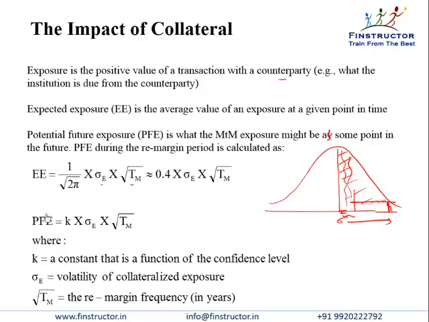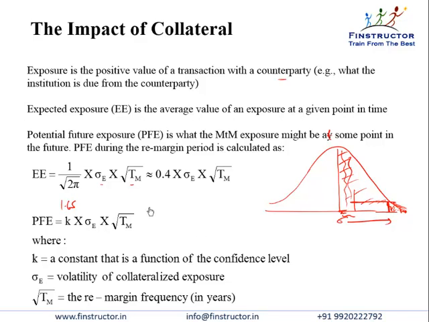Potential future exposure is calculated with the help of a confidence interval. So with a 95% confidence interval, the potential future exposure would be 1.645 into the standard deviation into square root of Tm. With a 99% level, it's possible that it may be 2.33 times the standard deviation.